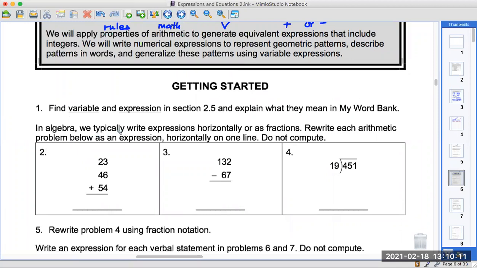In algebra, we typically write expressions horizontally, which is flat, or as fractions, right? A over B, a number like that. Rewrite each arithmetic problem below as an expression horizontally on one line. Do not compute. Well, that's good. So we're going to rewrite 23 plus 46 plus 54 horizontally. This is called vertically. And this is horizontal.